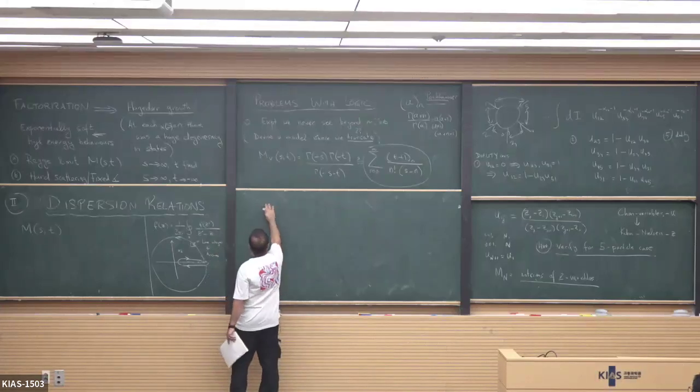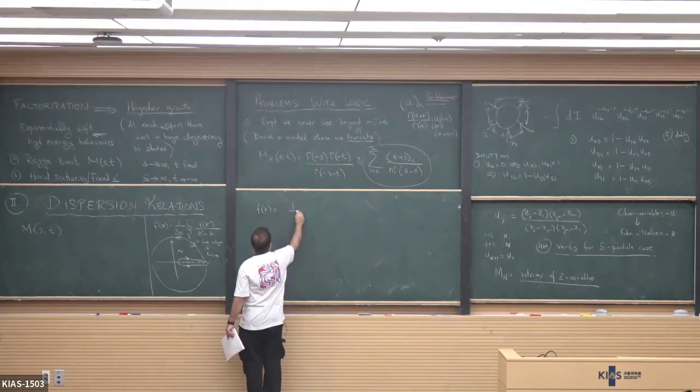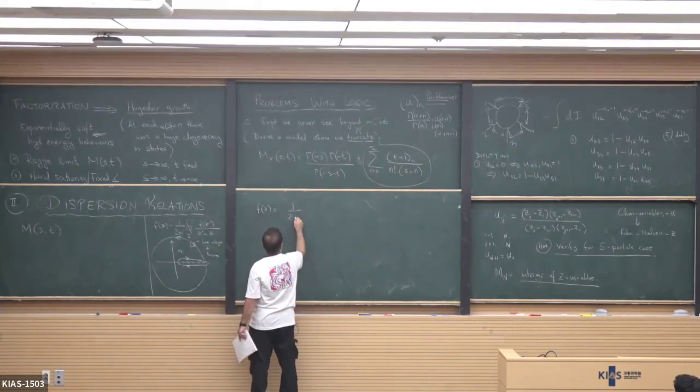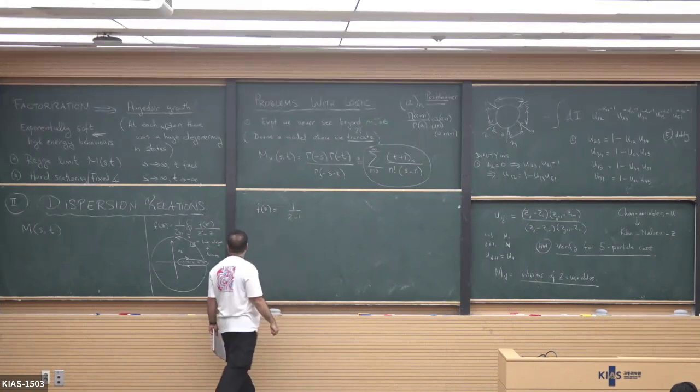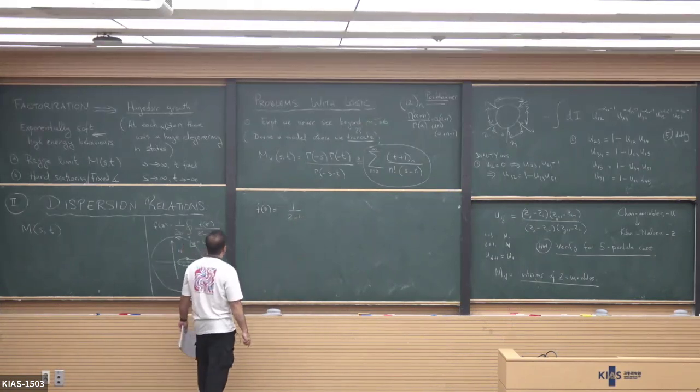So the trivial example, unfortunately, is okay. So the example is, let's say the function actually behaved like 1 over z minus 1. So now the trivial example is also going to show you a subtlety.